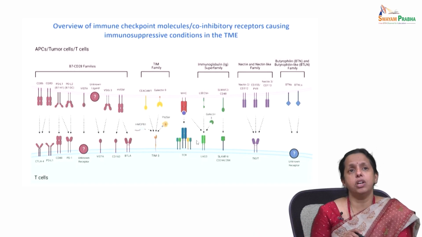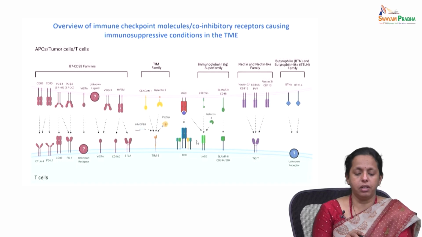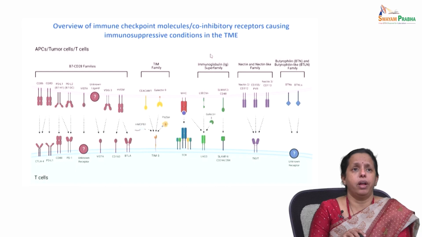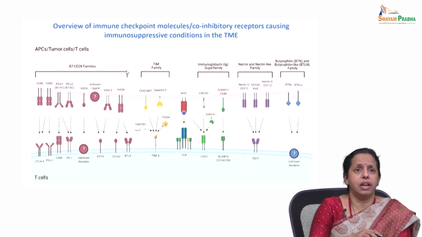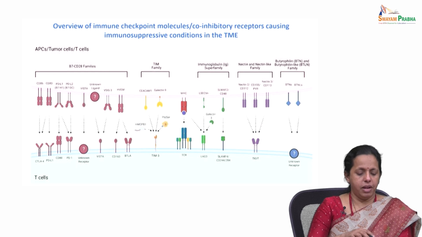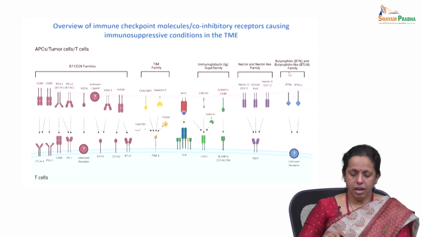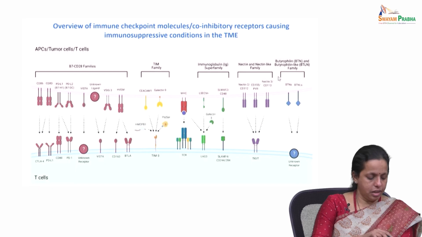So this slide represents an overview of several immune checkpoint inhibitors and co-inhibitory receptors causing immune suppressive conditions in the tumor microenvironment. You have the different families such as the B7 CD28 families, the TIM family, the immunoglobulin superfamily, the nectin and nectin-like family, and the BTN and BTN-like family. We see how nicely all these different receptors are represented here. On the T cells you have CTLA4, then PDL1, then CD80, PD1, VISTA, CD160, BTLA.